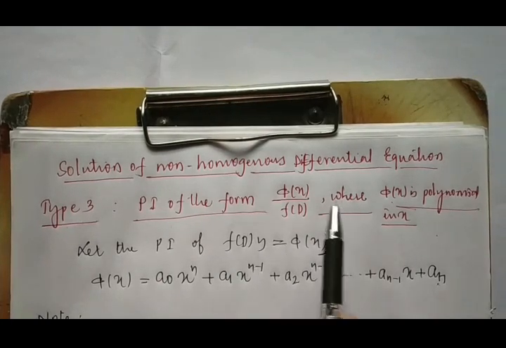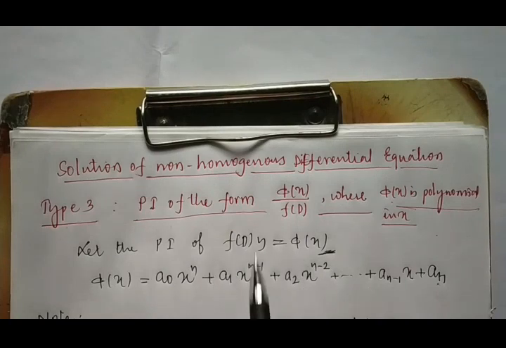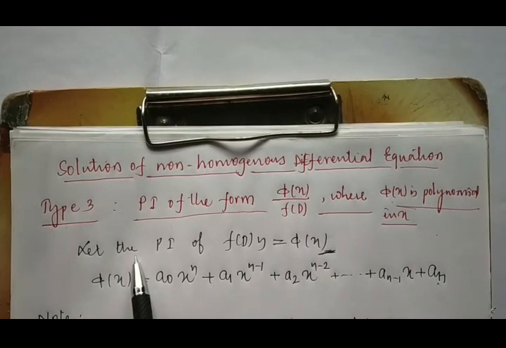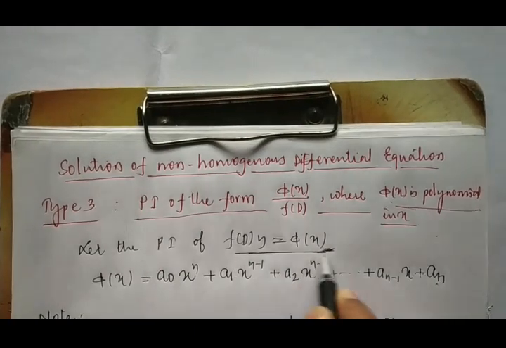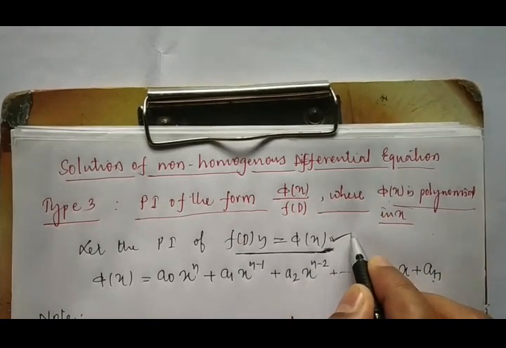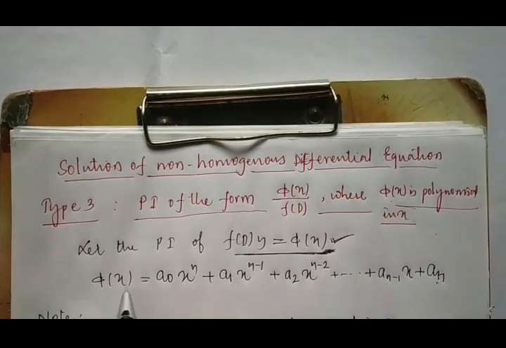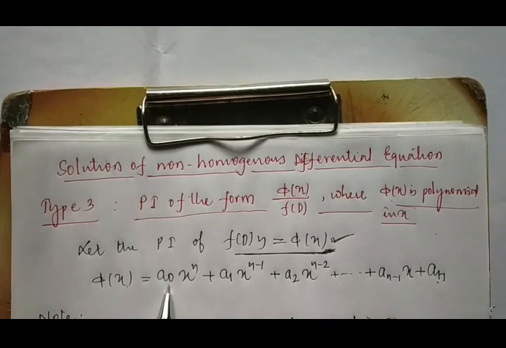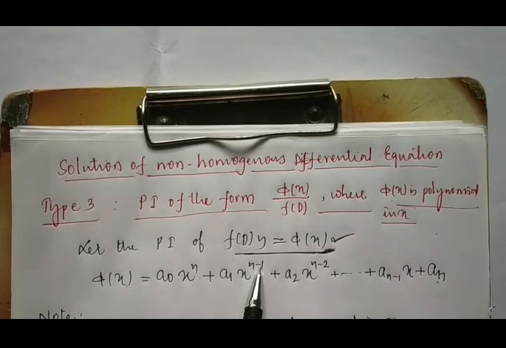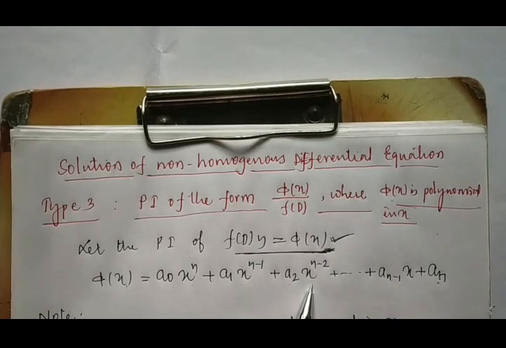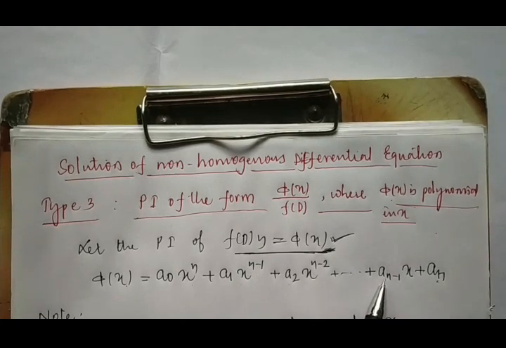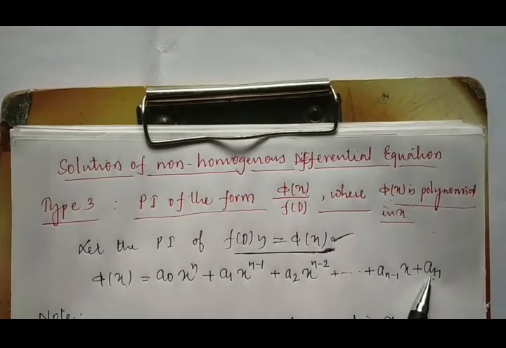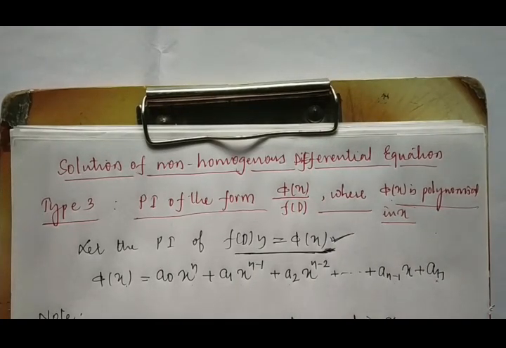So before going through how to get a particular integral from this, let us go through its base. If we want to calculate a particular integral of the function f of D of y is equal to phi of x, and we know that this phi of x is a polynomial equation here, then the polynomial equation will be written like this: phi of x is equal to a0 x raised to n plus a1 x raised to n minus 1 plus a2 x raised to n minus 2 plus and so on, a(n minus 1) x. Then next will be a n x raised to n minus n, that will be 0, meaning x raised to 0 will be equal to 1.